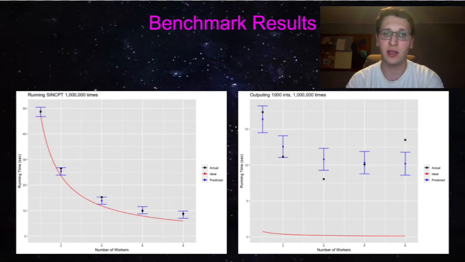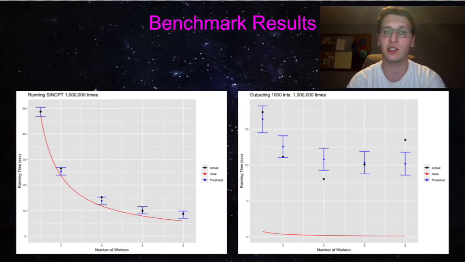So on this slide, we have performance results for two of the cases in our benchmark. We have the SIN CPT case as well as the output 1,000 integers case. Ideally, regardless of the amount of data sent or the computational cost per task, we'd like to see the runtime decrease proportionally to the workers, and we can see that in our red lines on the graphs here.